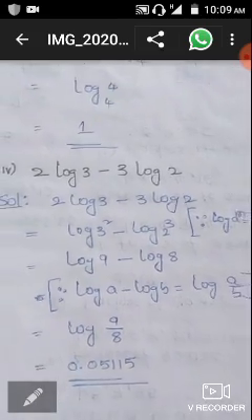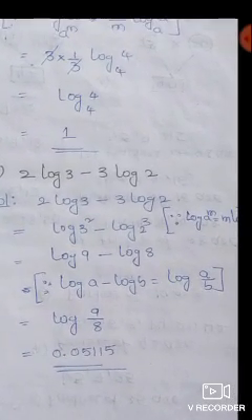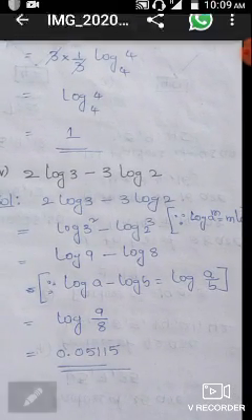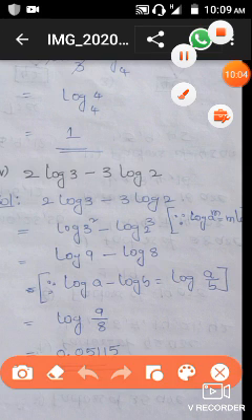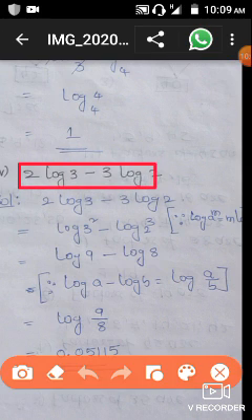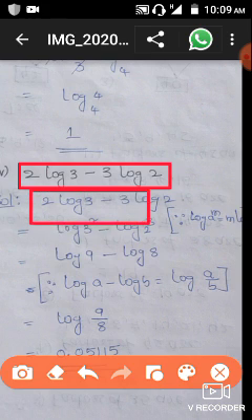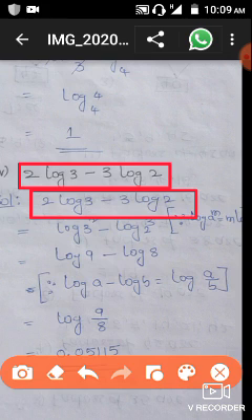So this is the fourth question. See now, here the question is 2 log 3 minus 3 log 2. So 2 log 3 minus 3 log 2 is given. So write again in the solution 2 log 3 minus 3 log 2. We should write maximum steps. That's why again we write the question.